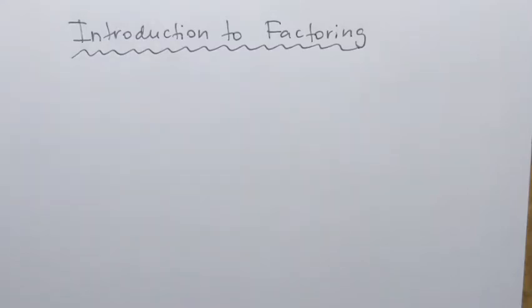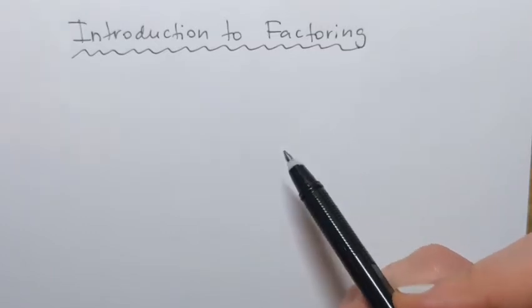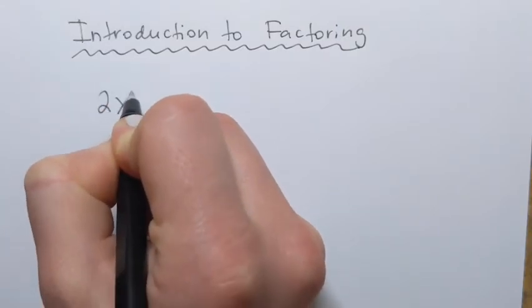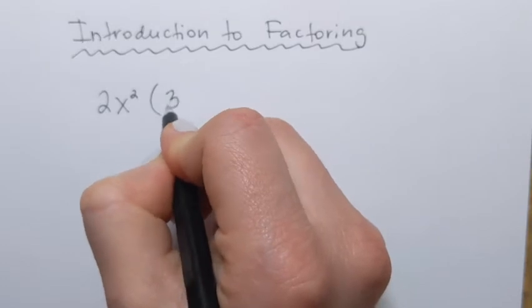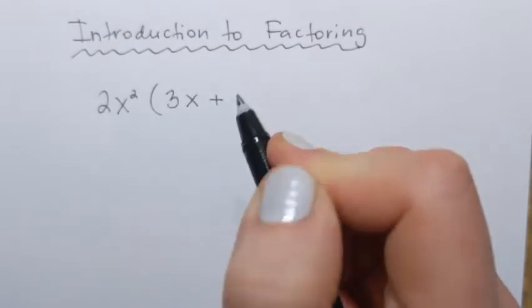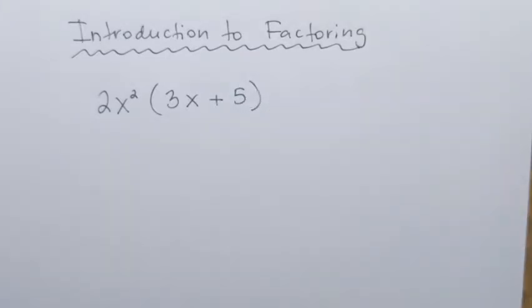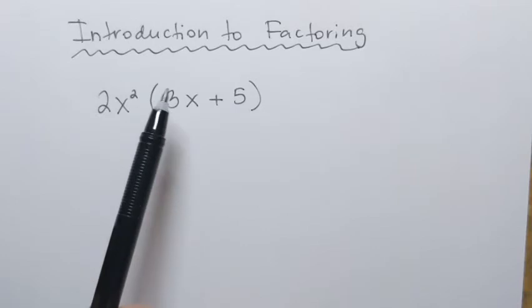In this example, I'm going to introduce what in math is called factoring. Let's start with the following example. We'll need to take 2x squared and multiply that by the expression 3x plus 5. So we're taking a monomial and multiplying it by a binomial, right?